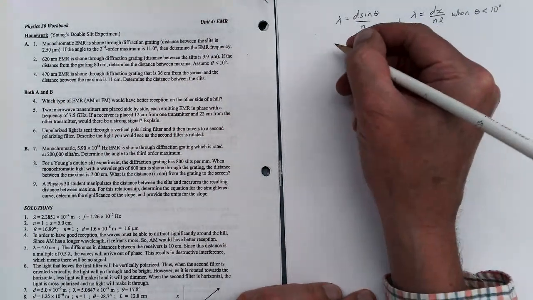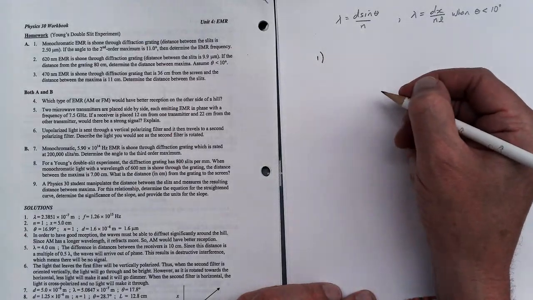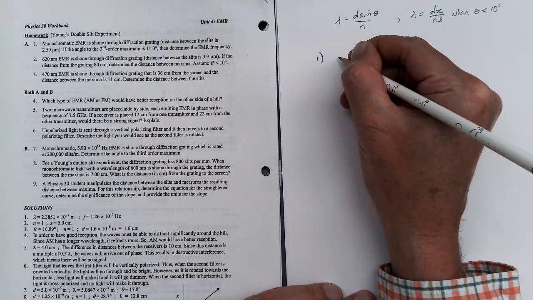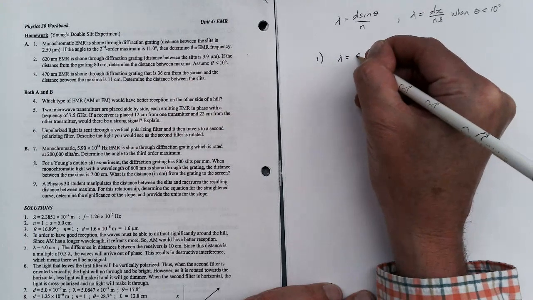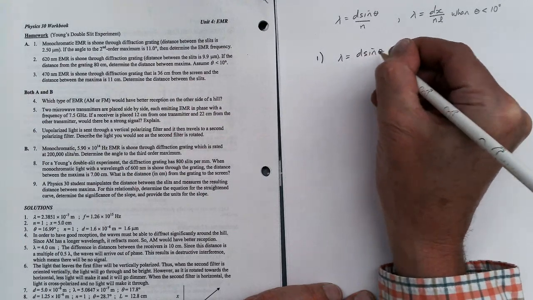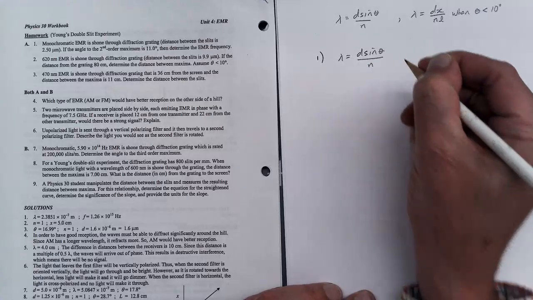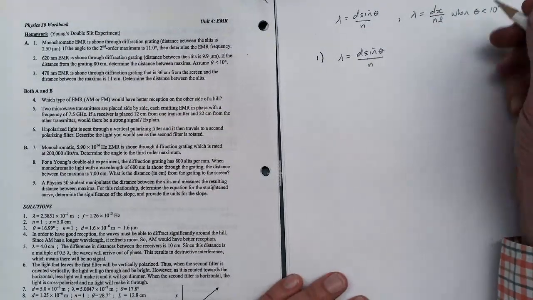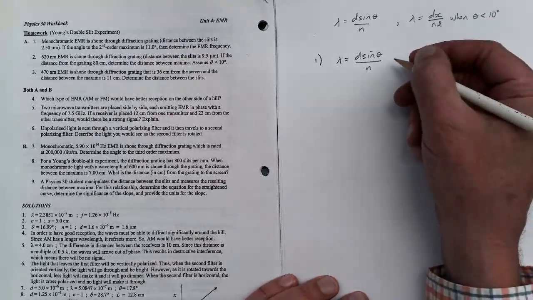All right, now let's take a look at question number 1. Monochromatic EMR is shown through a diffraction grating, distance between the slits 2.5 micrometers. If the angle to the second order maximum is 11 degrees, then determine the EMR frequency. Okay, so what I can do here is I can use the equation for diffraction. Since I see it's 11 degrees, I'm not going to use this equation here. And so I'm going to put in what I have.